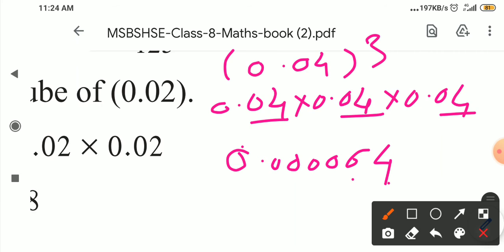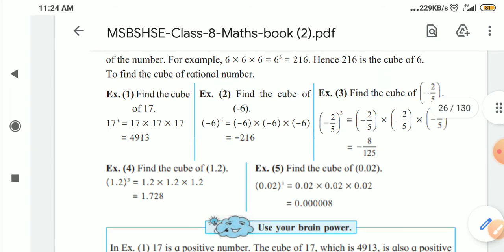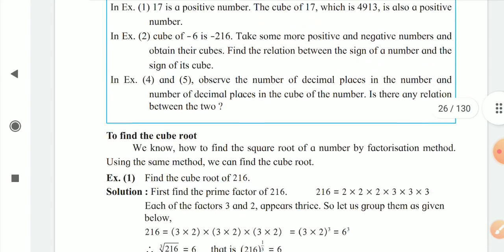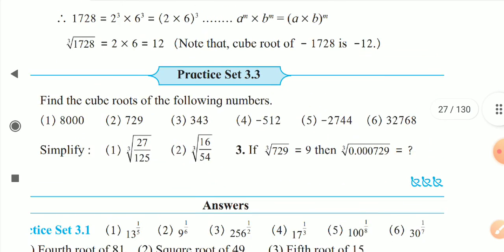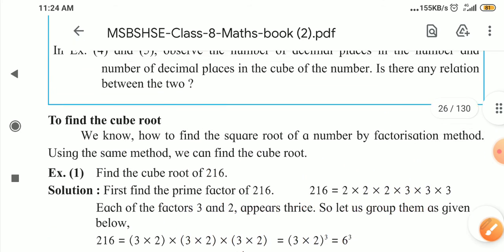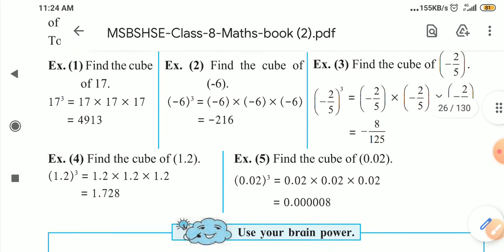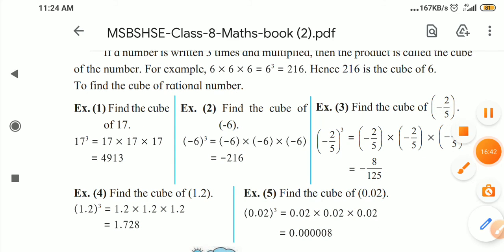So in this way you have to solve the examples. All of you solve these examples, and the next part we will see in our next lecture. Today we saw how to find the cube. So you have to solve question number 1. Question number 1 is difficult. I have not taught you cube root, so wait, we will see. All of you solve only these examples and note them down in your notebook.